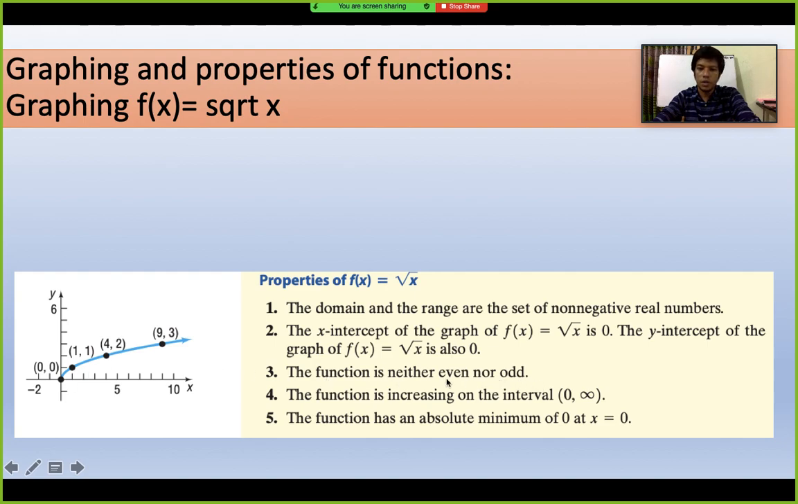The function is not even, not odd. The function is increasing from 0 to plus infinity. And the function has an absolute minimum at x equals 0. This is the lowest point, the absolute minimum here. This is the lowest point of this function. So by looking at this function, we understand a couple of things. These are the things that we understand from this graph.